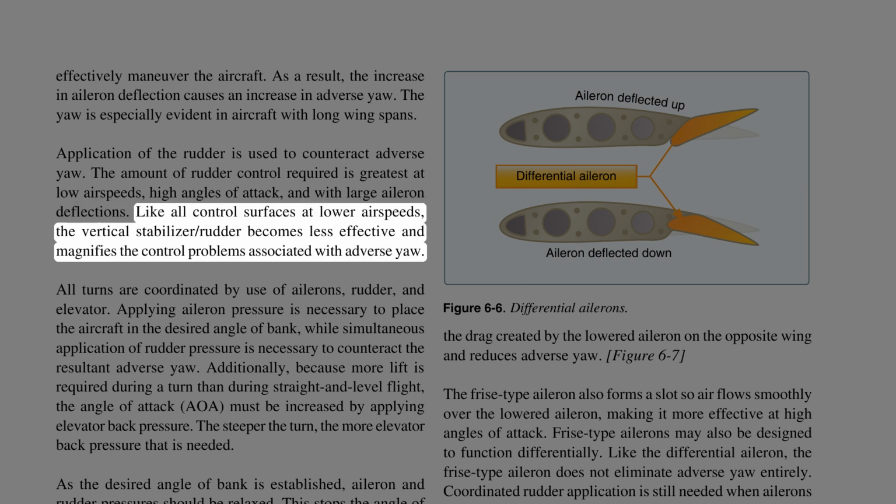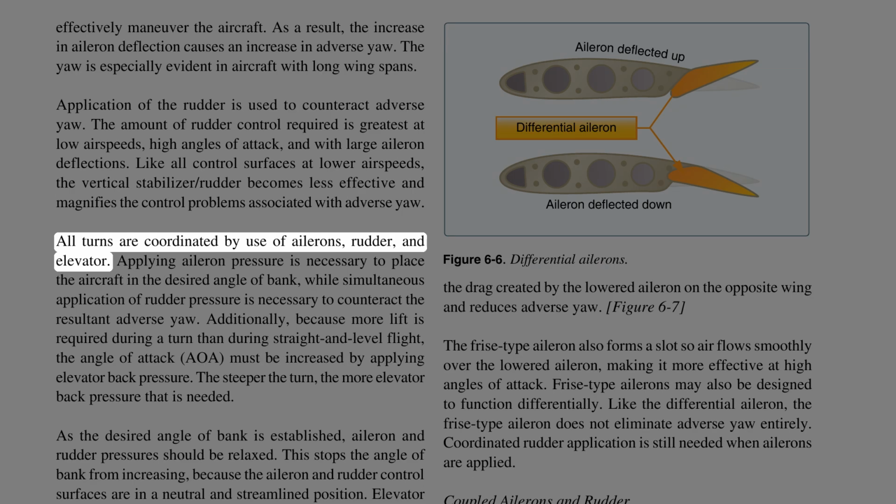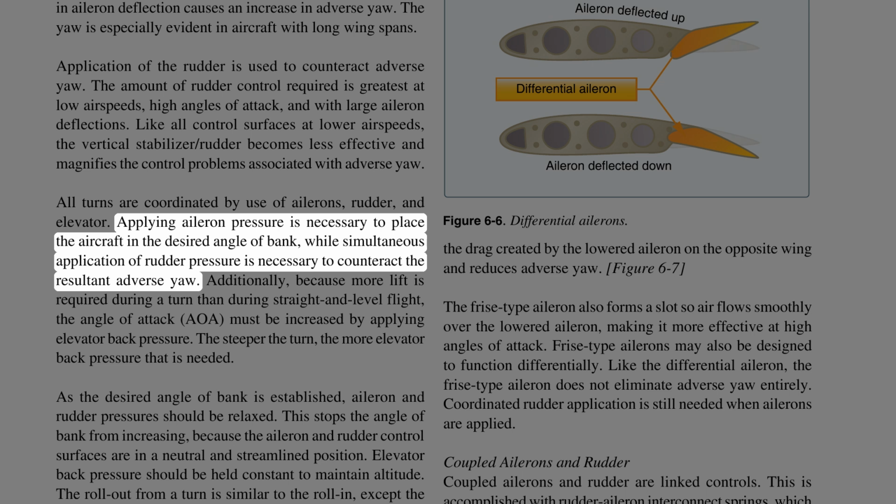Like all control surfaces at lower airspeeds, the vertical stabilizer, rudder, becomes less effective and magnifies the control problems associated with adverse yaw. All turns are coordinated by use of ailerons, rudder, and elevator. Applying aileron pressure is necessary to place the aircraft in the desired angle of bank, while simultaneous application of rudder pressure is necessary to counteract the resultant adverse yaw.